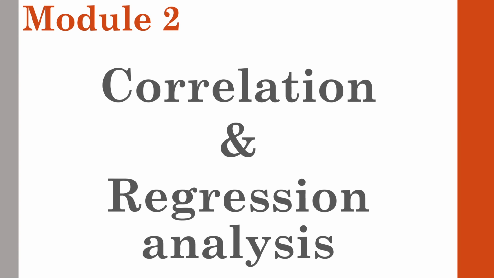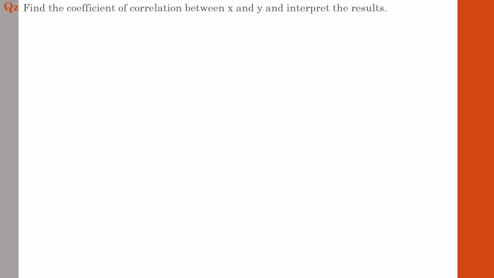Previously we have discussed in detail various methods that come under the computational correlation. Let us discuss some various cases that come under the correlation part. Next one, find the coefficient of correlation between x and y and interpret the results.